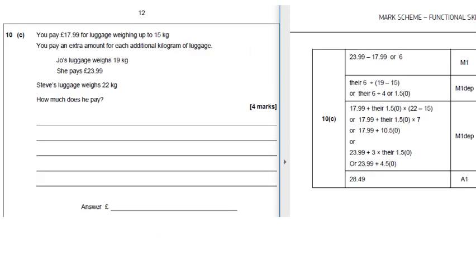You pay £17.99 for luggage weighing up to 15 kilos. You pay an extra amount for each additional kilo of luggage. Joe's luggage weighs 19 kilos. Okay, so it's 4 more. What could we pay? So he's got 4 kg extra.